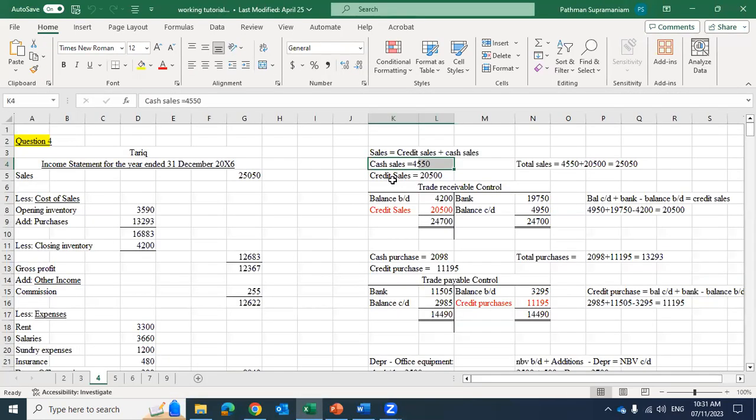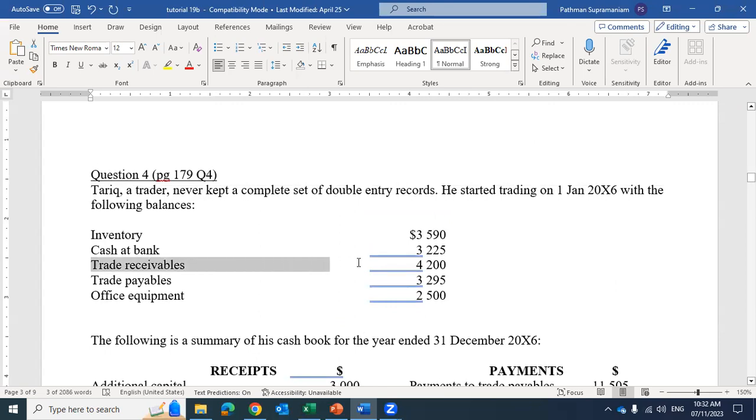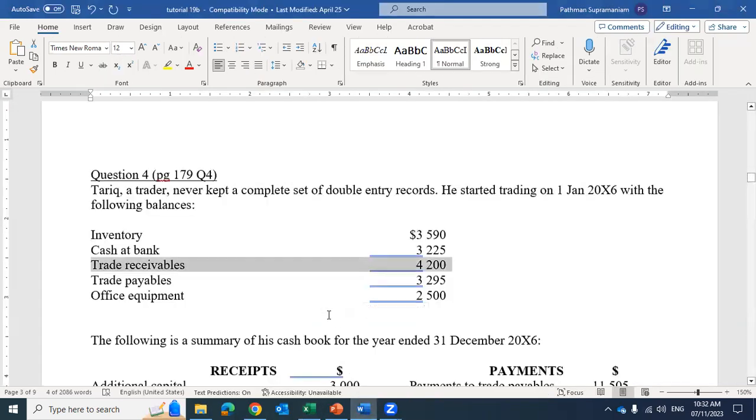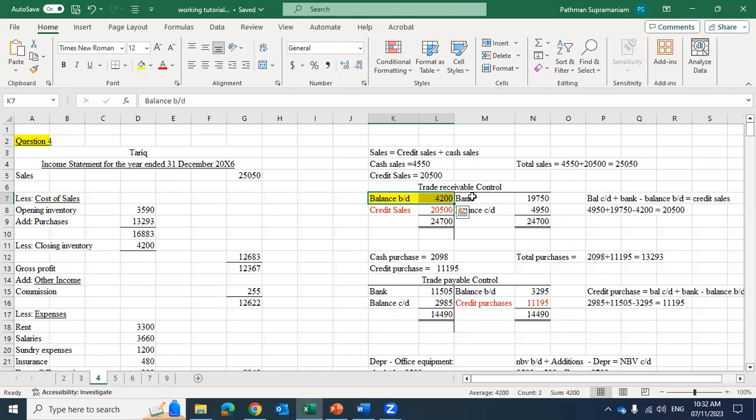Now, what about the credit sales? The credit sales answer given here is 20,500, and this is my working. I open up a trade receivable control account. Let's go through them one by one. We have the opening balance here, 4,200, which is what I picked up here. We know how much trade receivable paid us during the year. Since we are debiting the cash book, this could either be cash or bank; the question is not clear about that. So we have to credit the trade receivable.